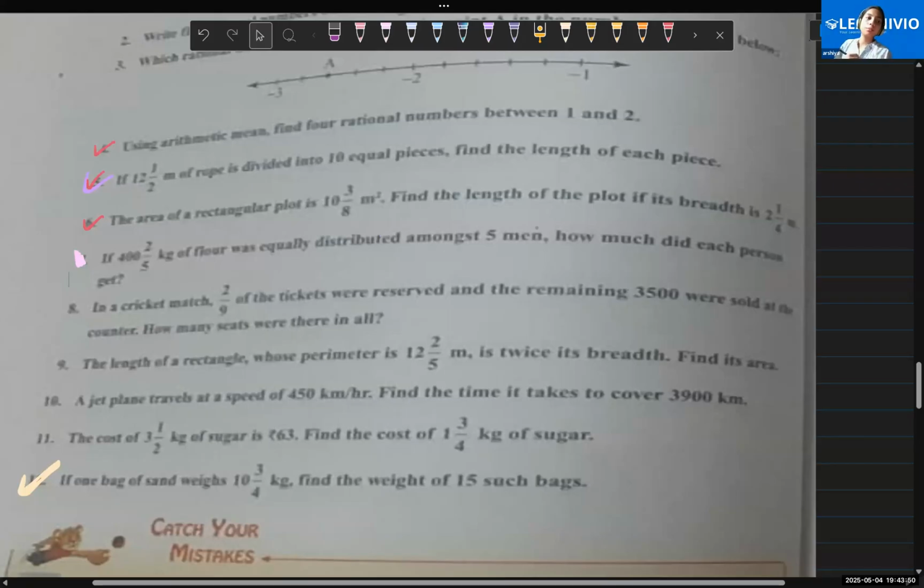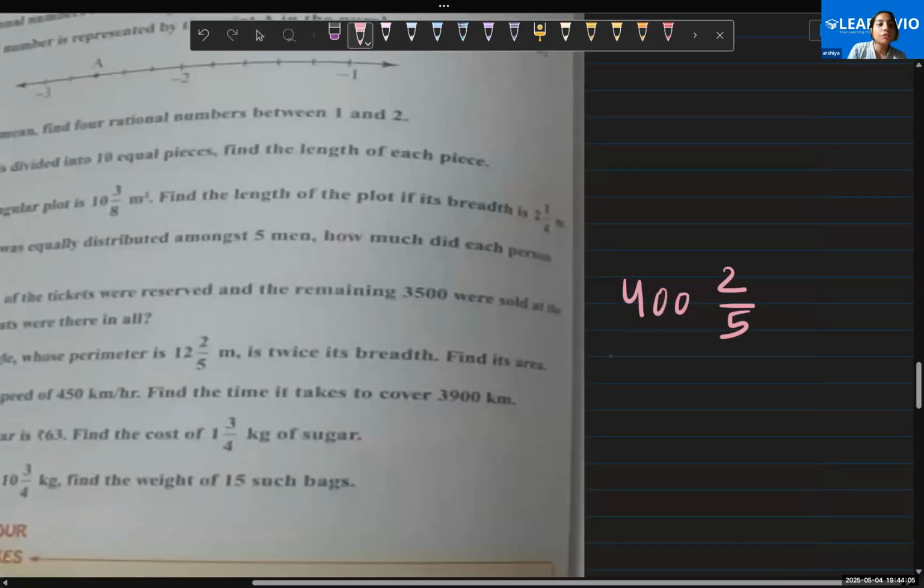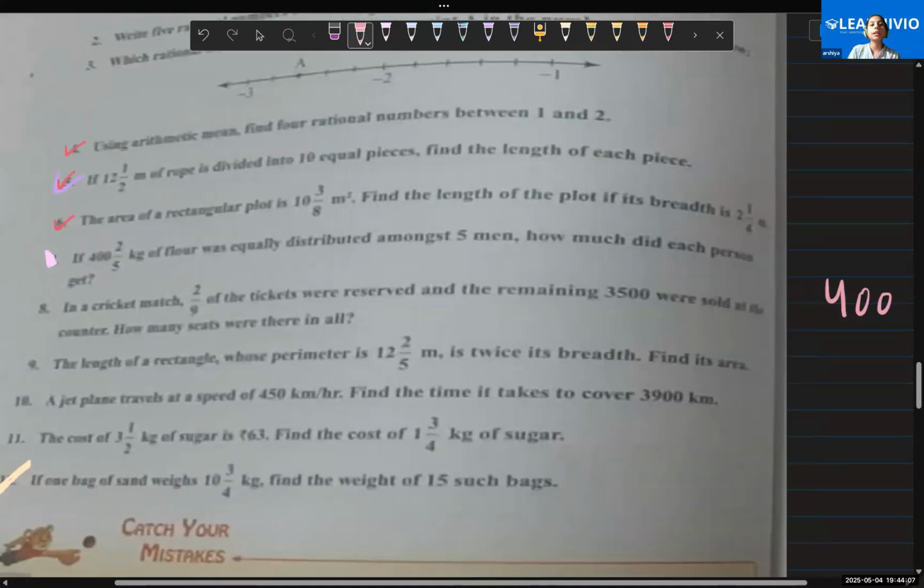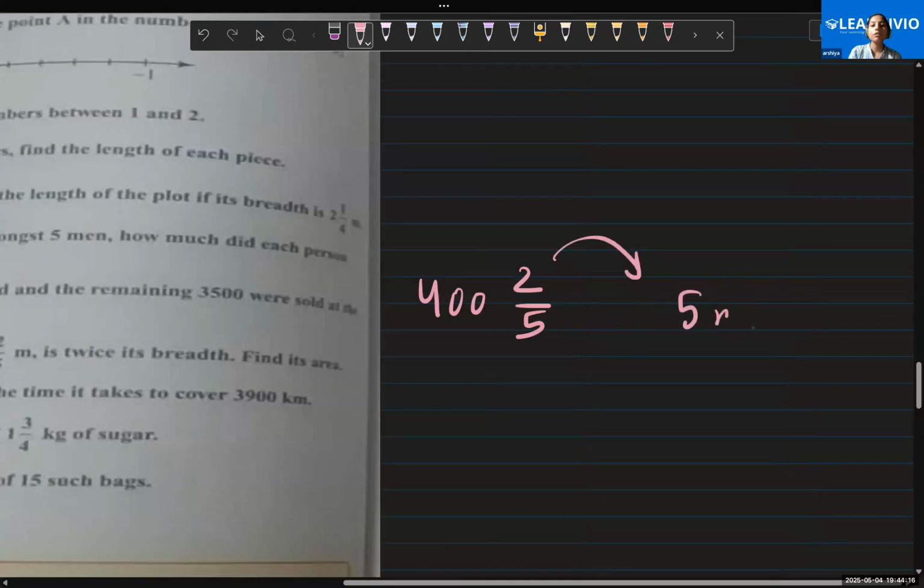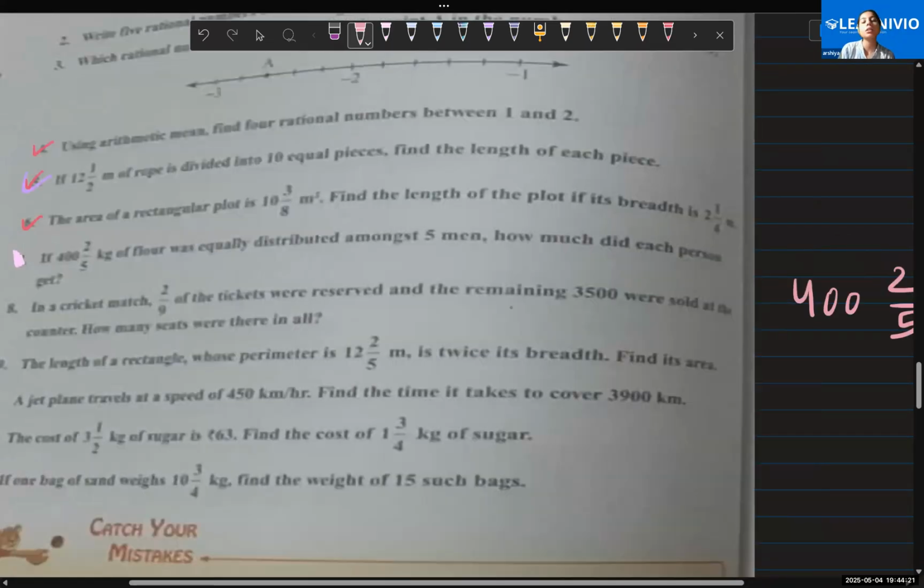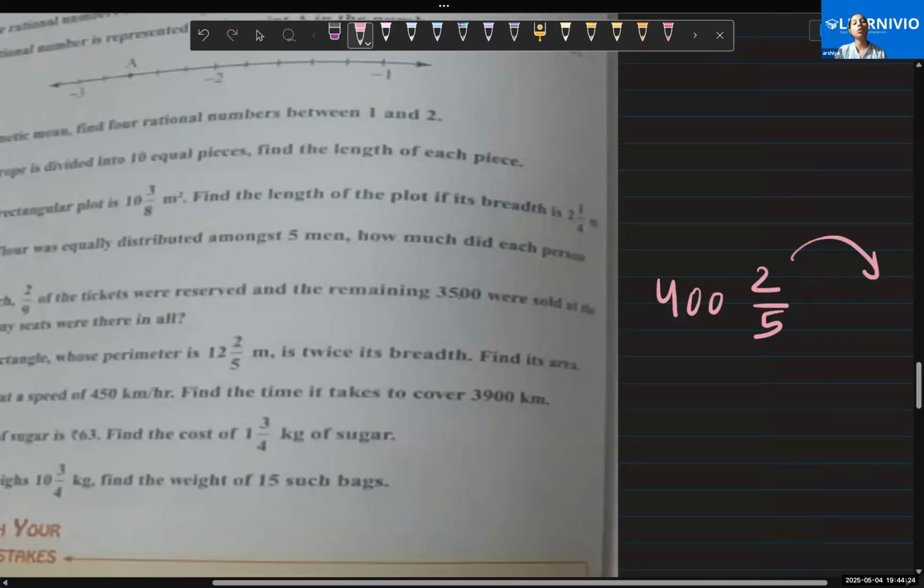Okay. I was saying, can you try question number 7? Mom, what's that number? 4 by 5 divided by 5. Mom, can you read it for me? Okay. If 4 2 by 5 kg of flour was equally distributed among 5 men, so they are distributing this much flour among 5 people. So how much will each person get? How will you solve it?